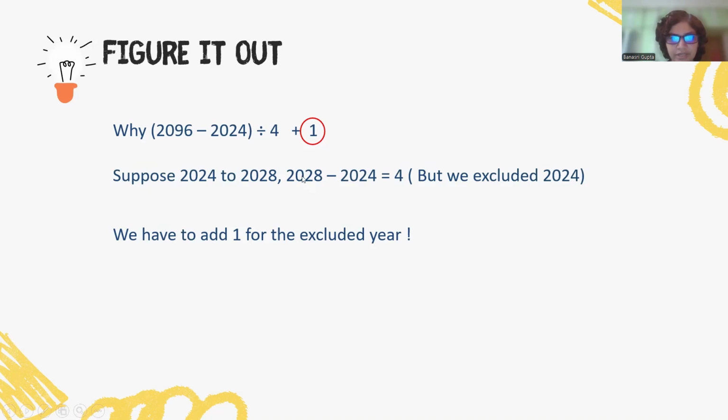When we are finding the difference, we exclude this number basically. That's how we get the number 4. But actually if you see the number of years from 2024 to 2028, there are 5: 24, 25, 26, 27, 28. There are 5 years, but we get the answer as 4. So that is why we have to add 1 for the excluded year. Whenever we have to find the number of days between 2 dates, then also we have to find the difference and then add 1. Why are we adding? Because when we are finding the difference, we are excluding the last one.